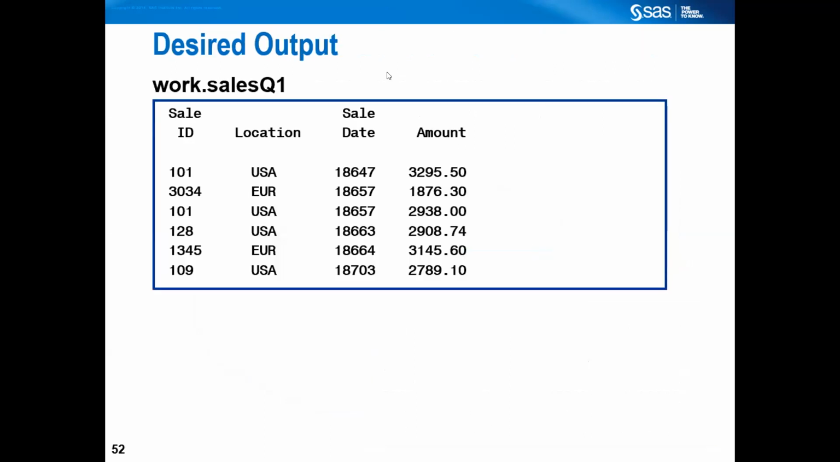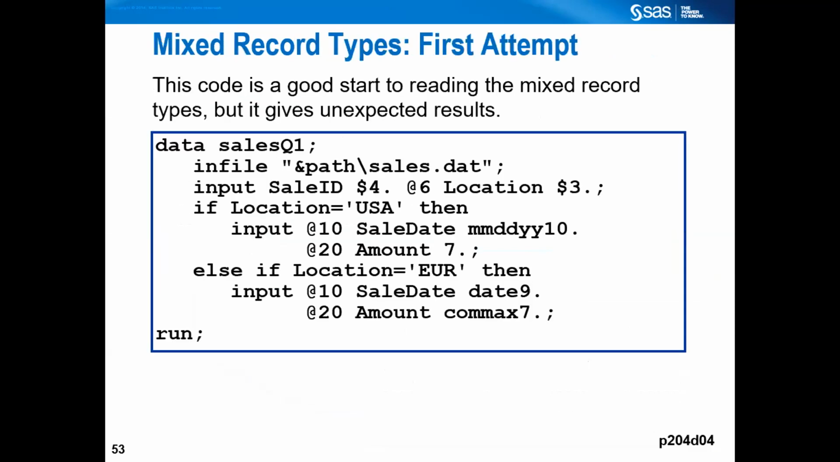So this is the expected result, a common observation for your dates and amounts in a SAS dataset named sales quarter 1. Look at here now. When you have the raw file with mixed records, let's see how this type of data step works. You start giving the instructions in the data step: file, input, sale ID, location. You give a condition. Why? Because depending on your country value itself, your dates are changing.